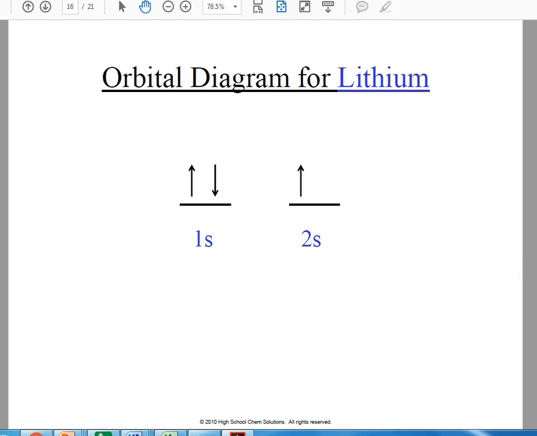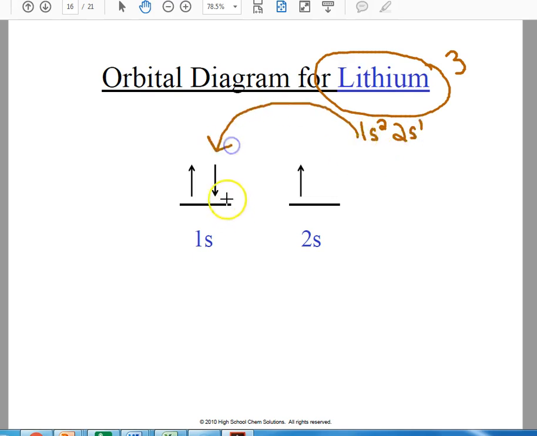All right, so let's look at that in action. Lithium has 3 electrons. And we know from earlier that lithium is 1s2, 2s1. So it has its 1s orbital with 2 electrons in it. Notice they have opposite spin. And its 2s orbital with 1 electron in it. And notice the up spin that it has. Okay, this could also be a down spin, but normally we do our up spins first.